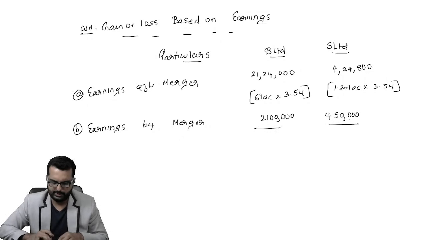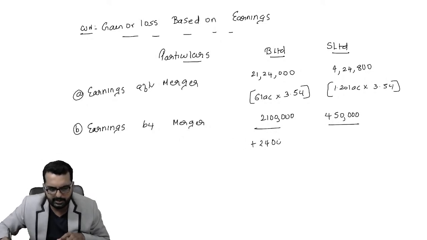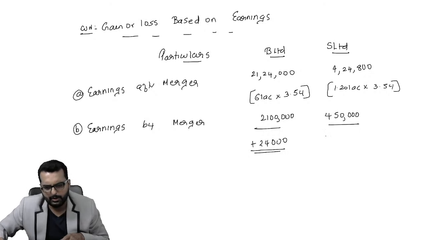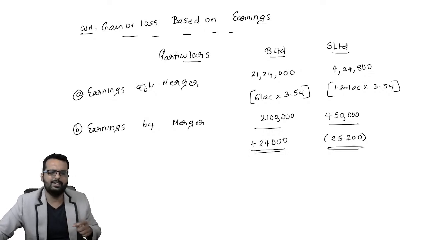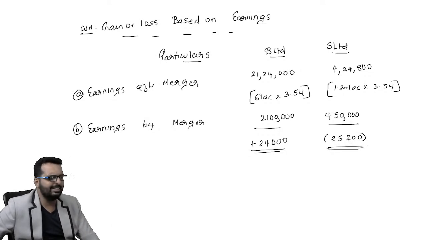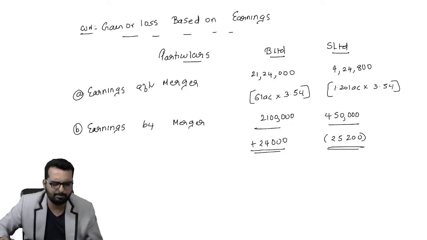Okay. So 21 lakh 24,000 divided by 21 lakh, you make a gain of 24,000 over here. 4 lakh 24,800 minus 4 lakh 50,000, you make a loss of 25,200 over here. Friends, ideally this should be the same. It is just a rounding off because the precise EPS is not 3.54. It must be 3.54 something something something.